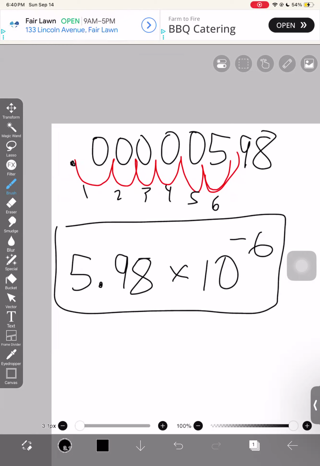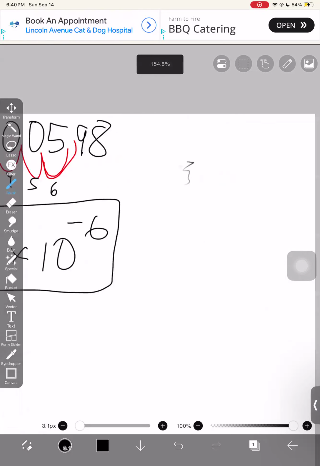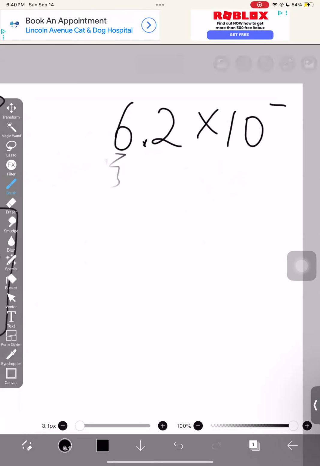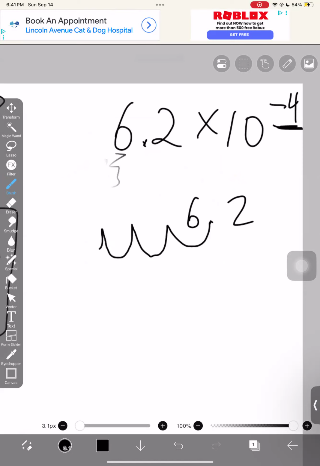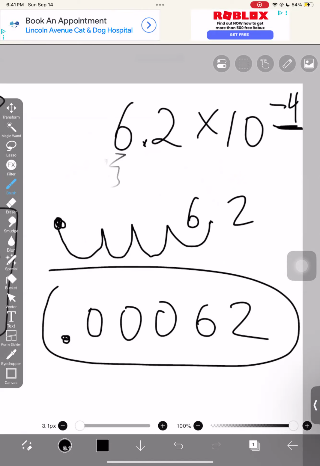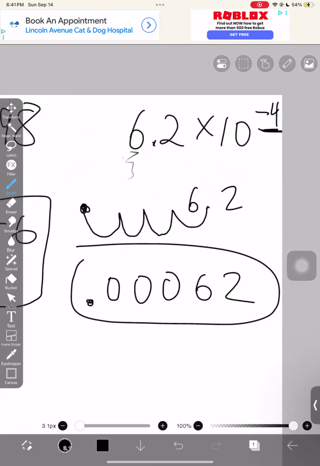Right? And let's kind of go in reverse, if we were given something like this. Right, what this really means is we're going to start at 6.2 and move 4 spaces to the left. So we go 1, 2, 3, 4. And we get our answer. So whenever we have a negative in the exponent, it means we're moving to the left, and that means our number has to be very, very small.